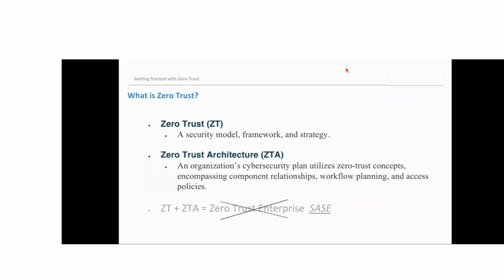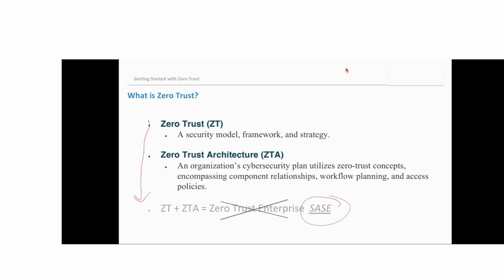Now, just to define some terms, zero trust, again, is a security model, framework, and strategy. ZTA, as I've already mentioned, is what you implement. So zero trust is the model, framework, and strategy, and you implement that in your organization, and that's the zero trust architecture. Up until last year, Zero Trust Architecture used to be called Zero Trust Enterprise. Don't quote me on the time. Now we don't use that term at all because everything's changed to the cloud.